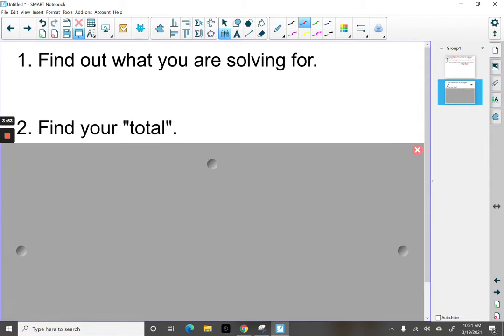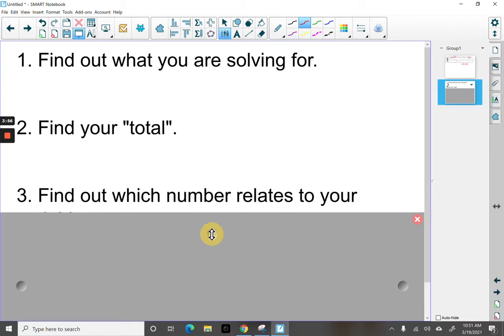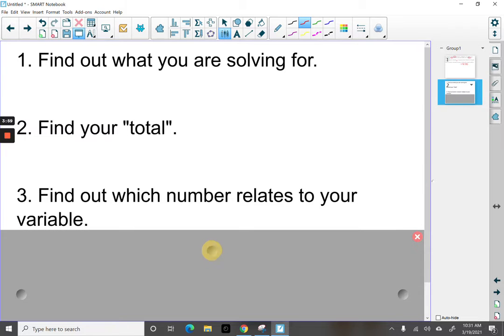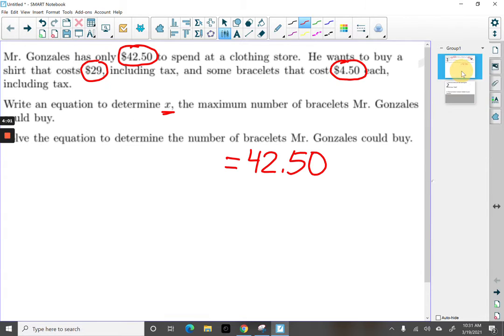Step 3. Find out which number relates to my variable. Okay. In this problem here, we do have a couple more numbers. We have the numbers 29, and we have the number $4.50. Now, oftentimes when setting up an equation, one of these numbers will relate directly to what I'm trying to solve for, in this case, X, which is the maximum number of bracelets. So it is going to require a little bit of reading what these numbers actually represent.